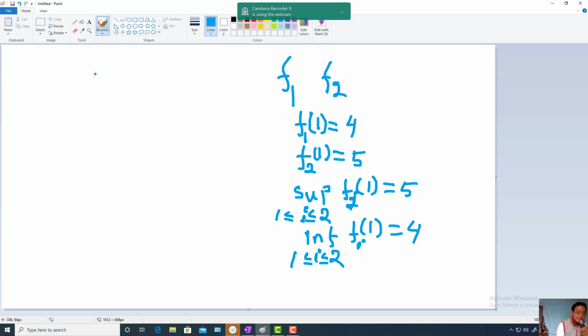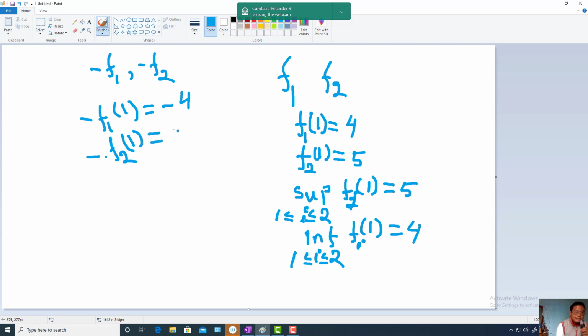Let us discuss minus f1 and minus f2. So what is minus f1 of 1? f1 of 1 is equal to 4, no? If you multiply by minus, it will be minus 4. Then think about minus f2 of 1. f2 of 1 is 5, no? So multiply by minus, then you get minus 5.